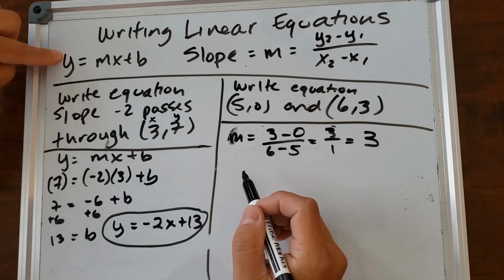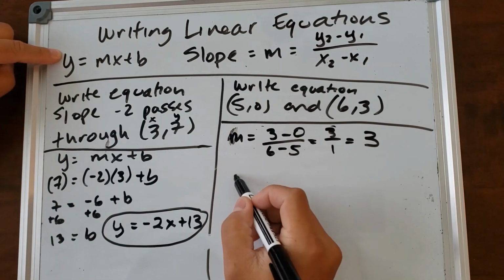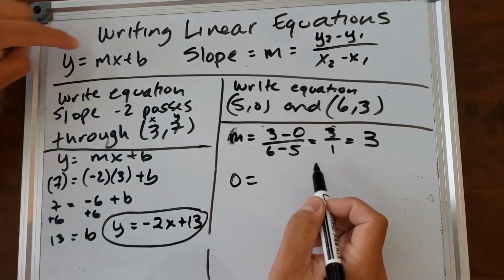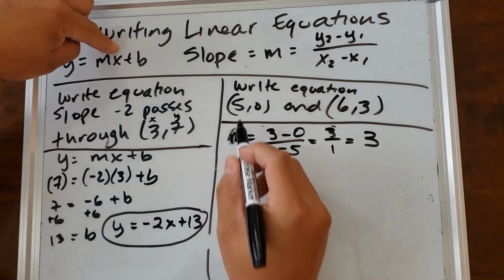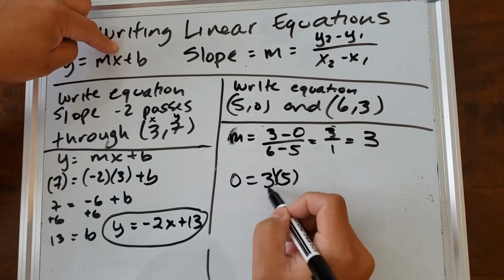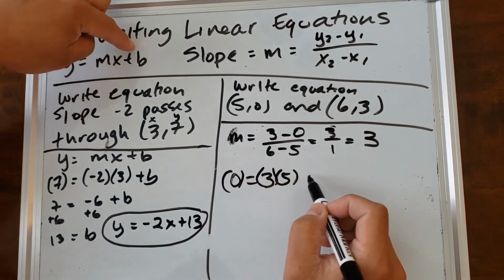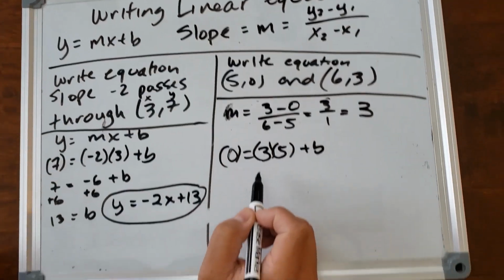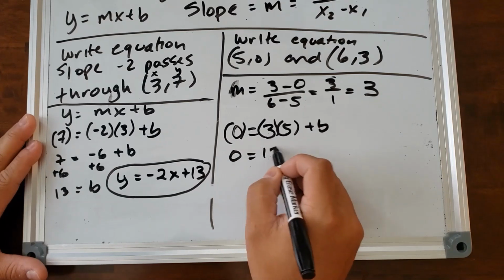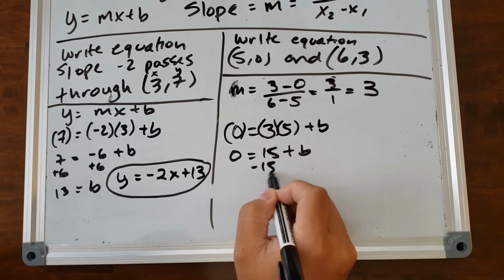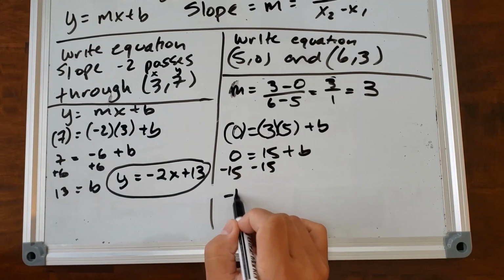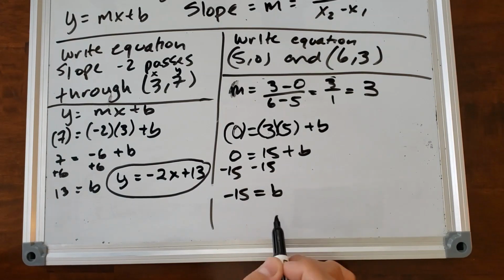So again, my y here, I'm going to plug in my 0 equals, then my m was 3, my x was 5, and again, put parentheses for me, please, and then plus b. So this is going to give me 0 equals 15 plus b. And again, I need to get this letter by itself. So I'm going to go minus 15, minus 15. So negative 15 equals b.